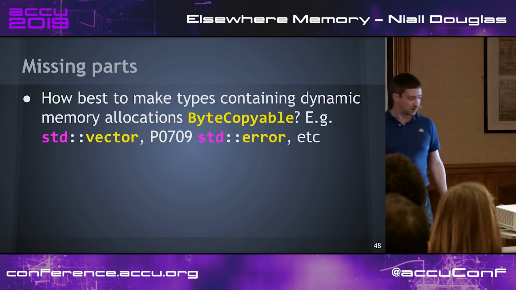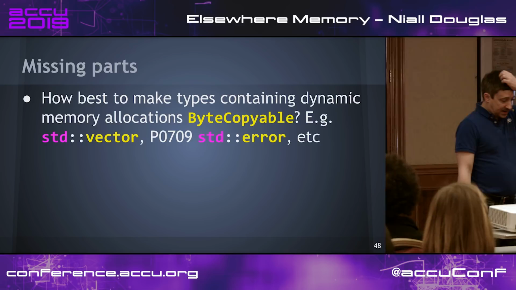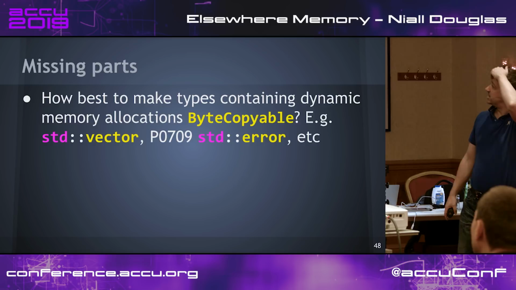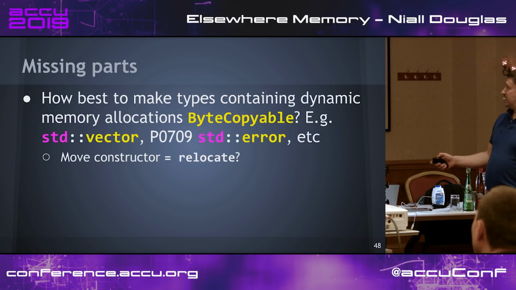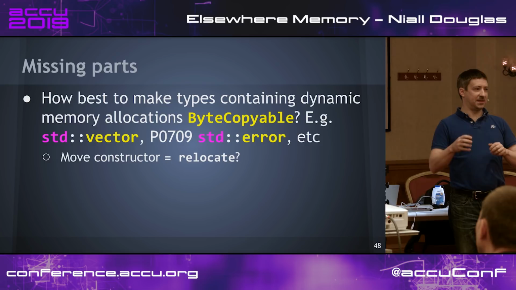Okay, so missing parts. I haven't figured out a way that will be acceptable to SG12 yet of how to make stuff containing dynamic memory allocations byte copyable. The simplest solution is to add an equals relocate to the move constructor, right? Simple, easy, straightforward. But the trouble is, I can guarantee people are going to go, oh, I want to get in there and mess with the internals because something simple will be too big. Why can't I get an implementation detail?